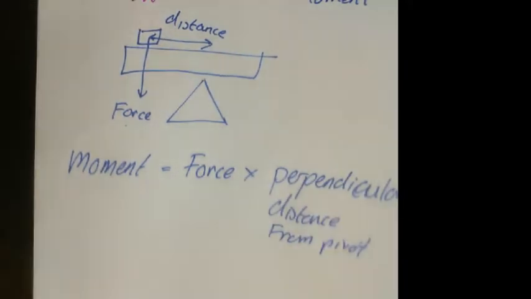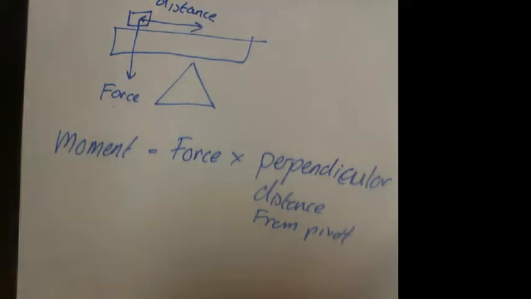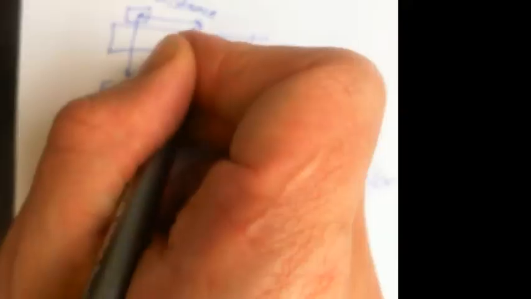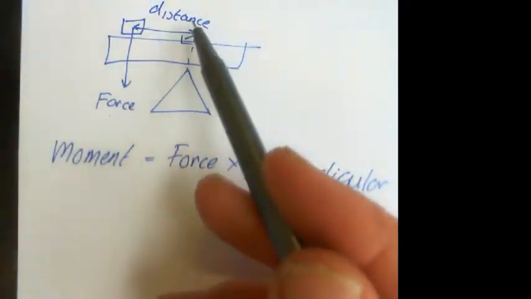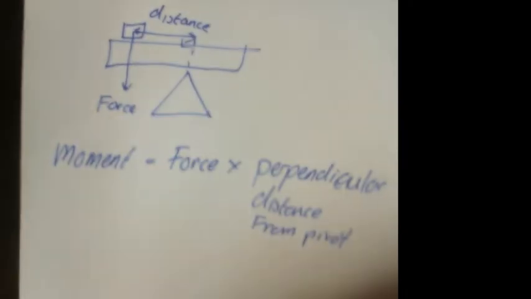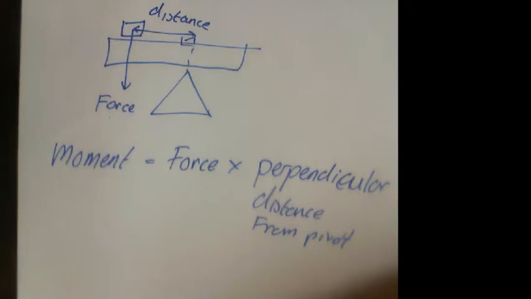And all that means is how far at a right angle. So if you look, this one is at a right angle, so that's fine. That distance is just the distance from there to there. Where you have to correct that is if it's at an angle which isn't perpendicular. So it's the perpendicular distance from the pivot.